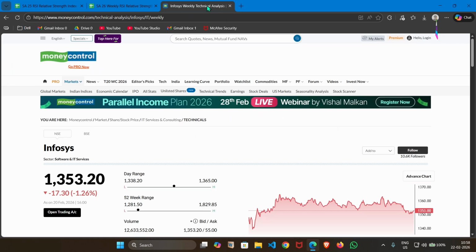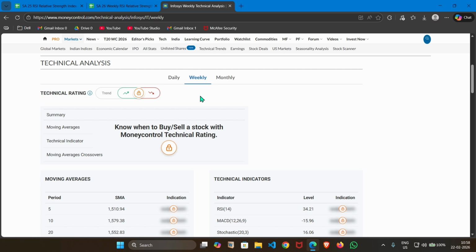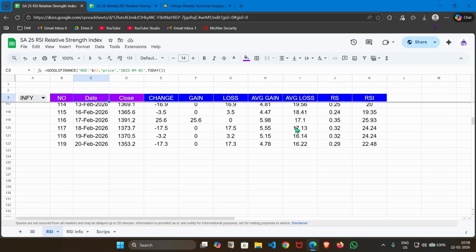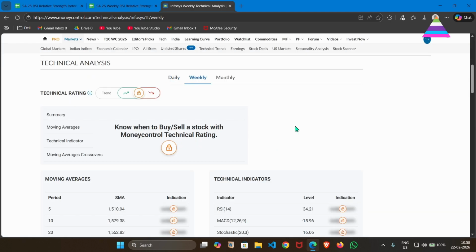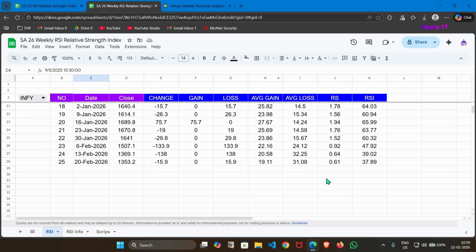Now we compare on Moneycontrol. So here from this section, we can have technical analysis, daily basis, weekly basis, and monthly basis. So if we check daily basis RSI, it is coming as 23.19, which is near to this value, which is our calculation. And for weekly RSI, we find 34.21. In our case, we find as 37.89.